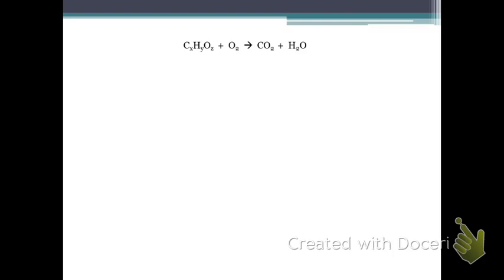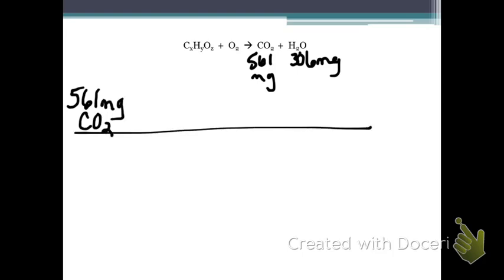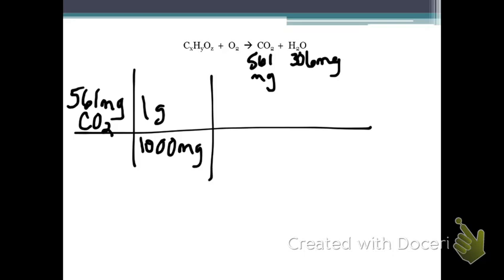We know, first off, that you got 561 milligrams of carbon dioxide. We also know you have 306 milligrams of water. So here's what you do. Start with the 561 milligrams of carbon dioxide. Let's get out of milligram land again: 1,000 to 1. And then let's get to the mole. Mass of carbon dioxide is 44 grams for every mole.